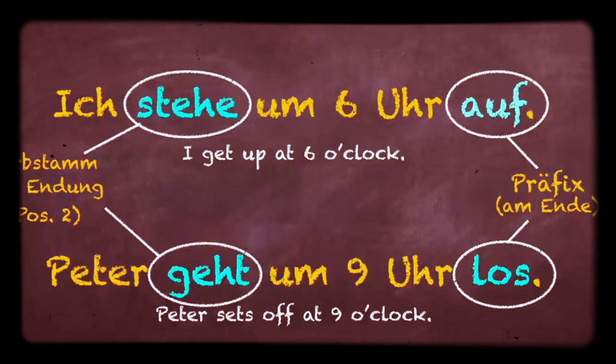So the verbs aufstehen and losgehen are Trennbare Verben because the verb and the prefix can be separated. They are trennbar. Whenever we use them in the sentence, the verb is conjugated and placed at the second position, whereas the prefix is placed at the end.